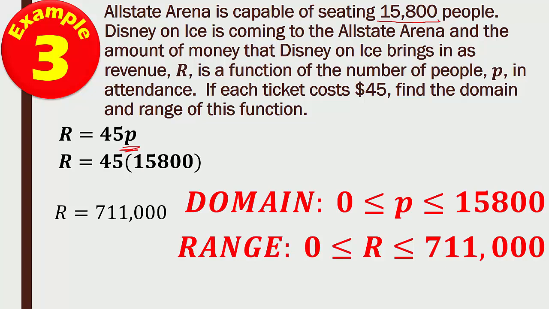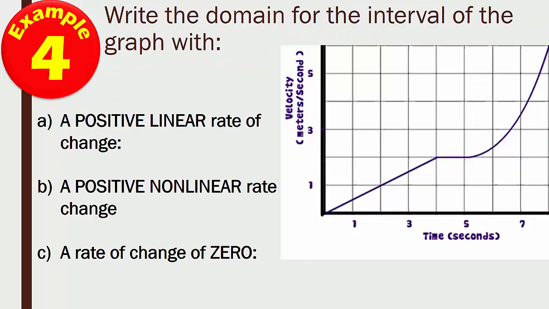So the domain represents the number of people that can be sat. We can sit anywhere between 0 to 15,800. The range is how much money we'll make, which is going to be anywhere between 0 and $711,000.